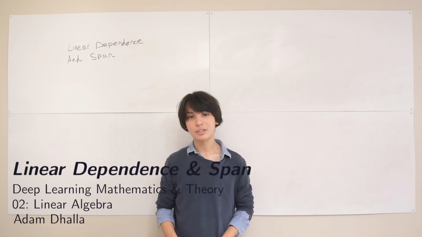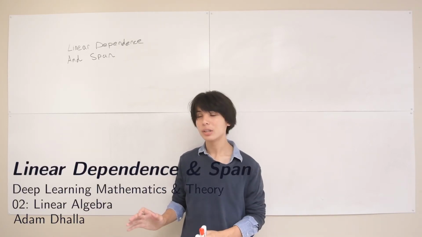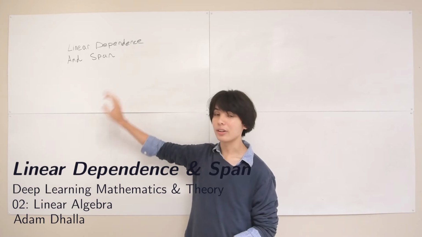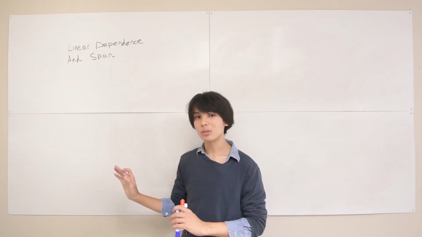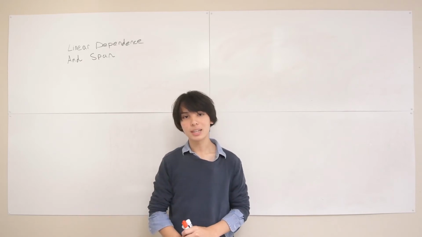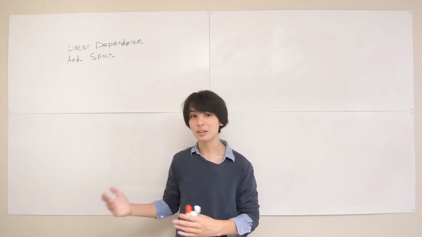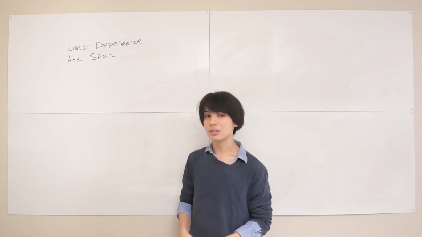Hi, in this lecture I want to talk about a critical and important idea in linear algebra and machine learning, which is linear dependence and span. This goes with chapter 2.4 of the deep learning textbook that this course accompanies, so I highly encourage you to read that after watching this lecture.